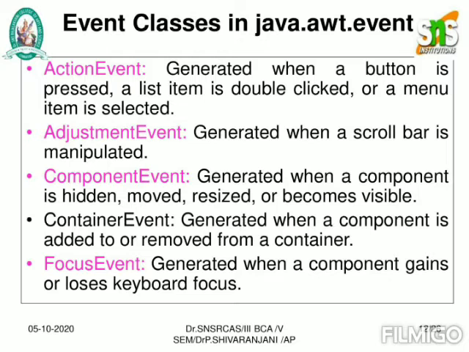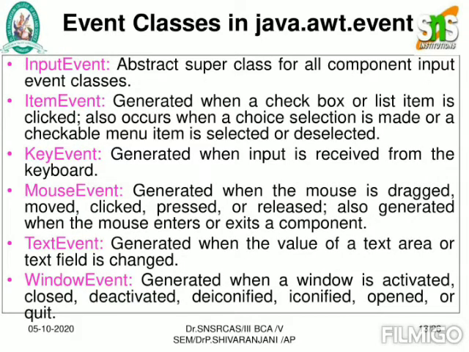The next one is InputEvent. This InputEvent is an abstract superclass for all the component input event classes. The next is ItemEvent. This will be generated when a checkbox or a list item has been clicked. Next is KeyEvent, generated when the user is providing input through the keyboard. And another is MouseEvent, which will be generated when the mouse is dragged, clicked, pressed, or released.